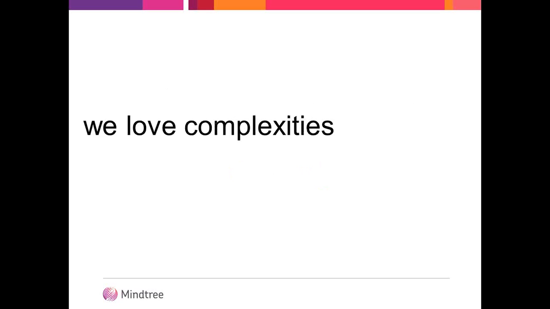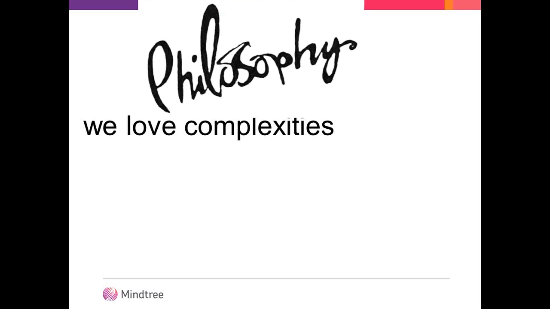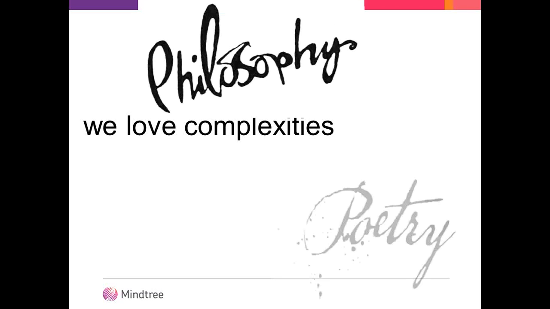So essentially what we're talking about is that as human beings, we really love complexities. We just can't live without complexities being around us. Most of us love philosophy, and I think I love philosophy, and I'm making a guess that a lot of people around me also love philosophy. A lot of people love poetry as well. Now, is poetry simple? No, of course not. Poetry is a very, very complex subject.